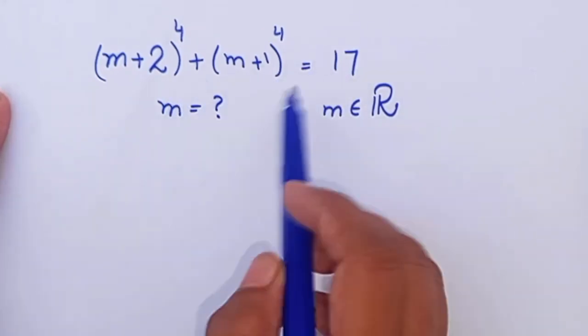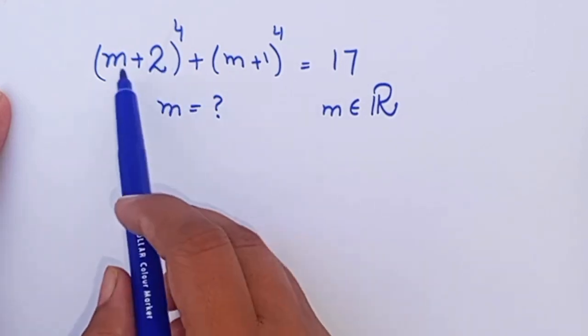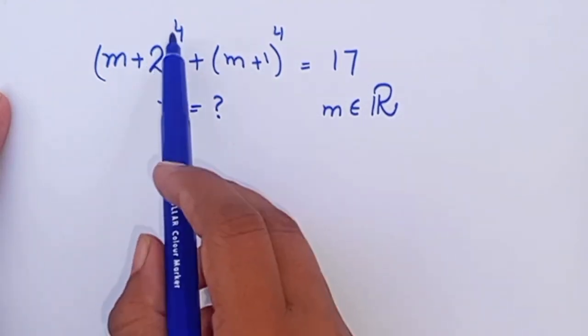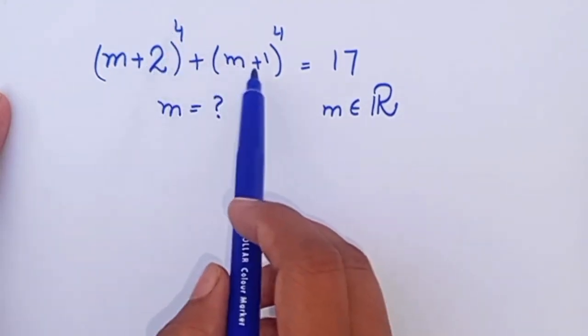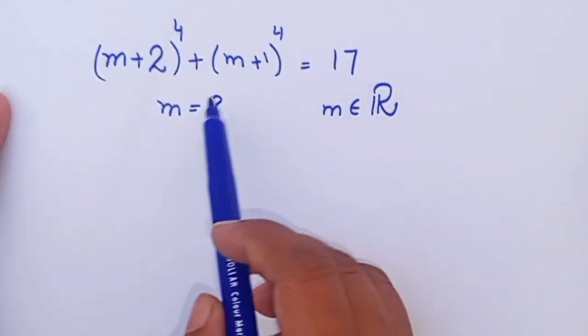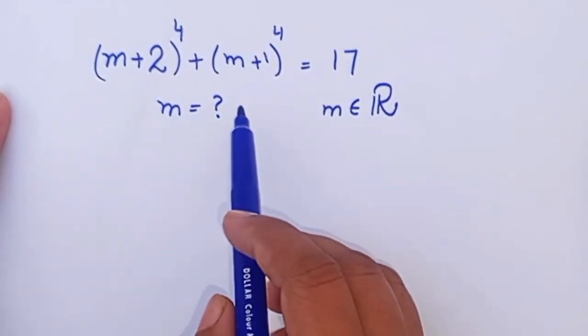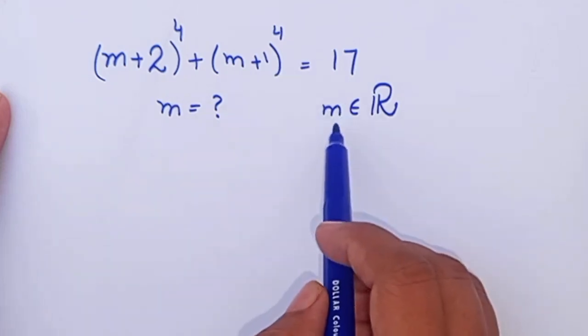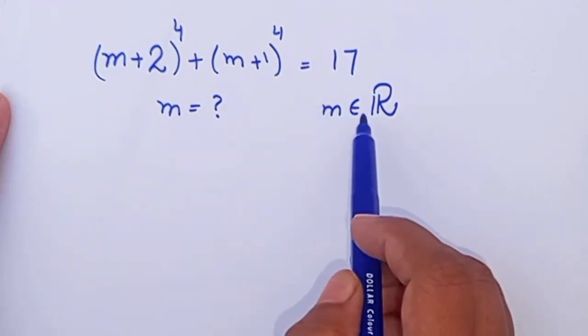And in this video, we are going to solve this question. The question is (m + 2)^4 + (m + 1)^4 = 17. We just find the value of m. And in our question, it's given that m belongs to the real numbers. So let's start.